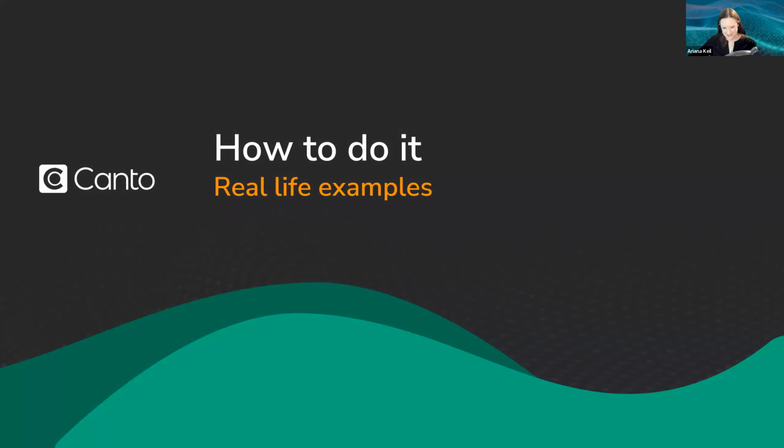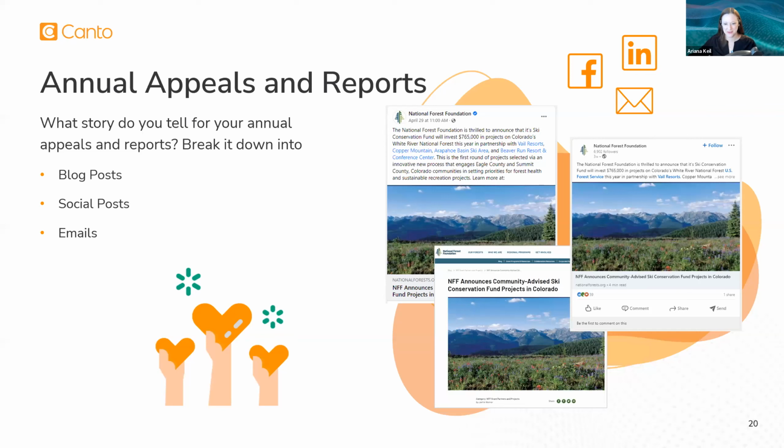So how you actually do it is the part you've been waiting for. One of the things you can look at that pretty much everybody has, regardless of the size of your organization, is going to be an annual appeal, and related to that, your annual reports. So how can you break it down?